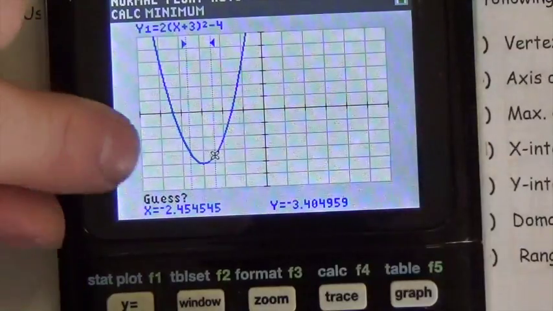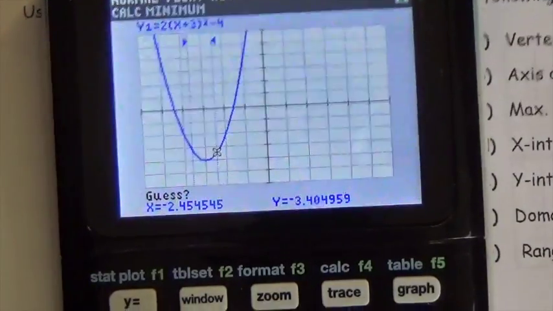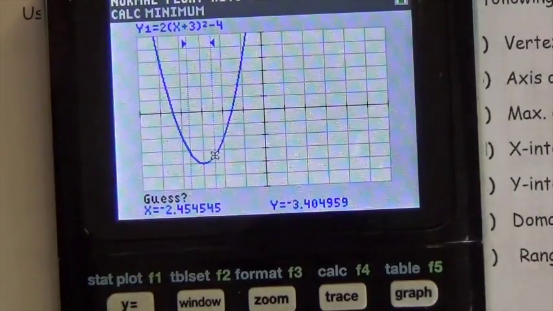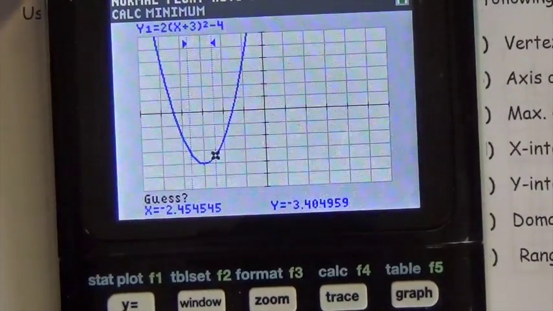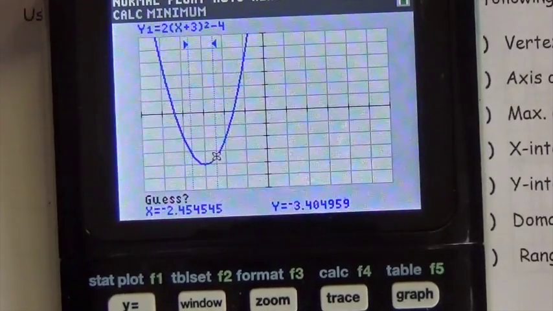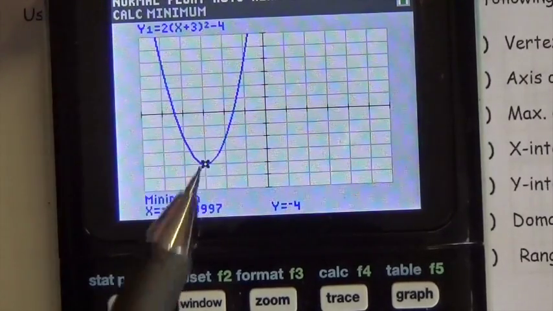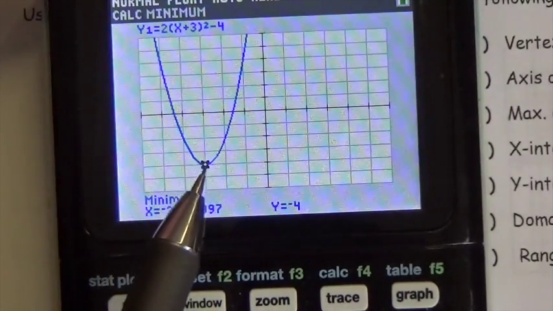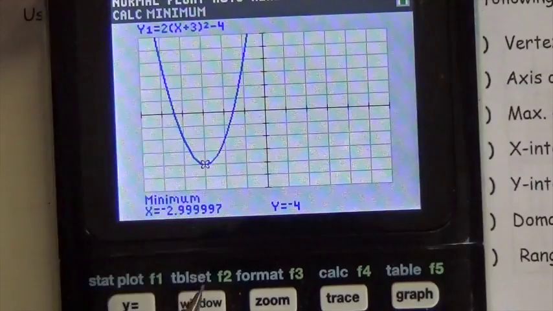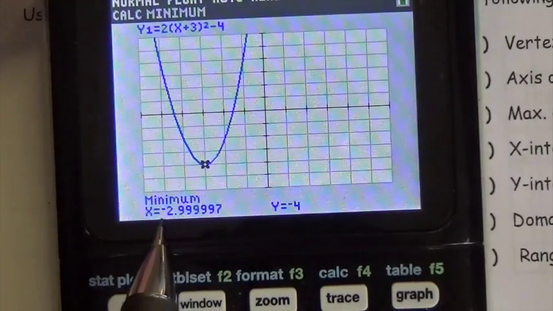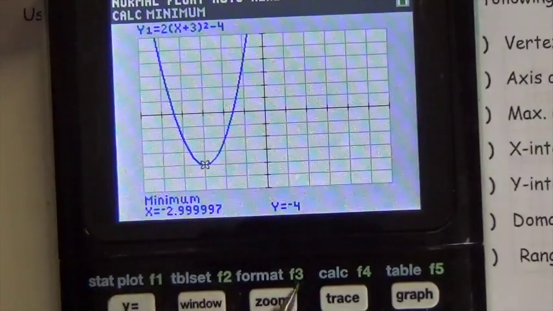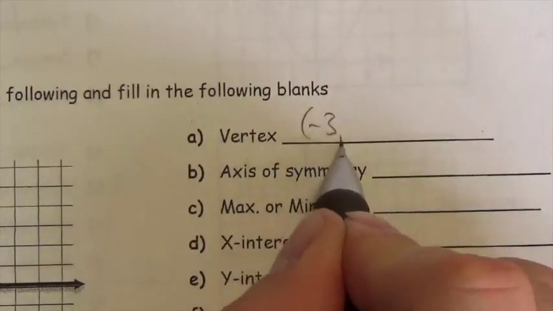Okay, and it is. Now the calculator is asking me for a guess. Don't worry about the guess. The only time that would ever be necessary is if you had a really, really complicated graph, but that's not going to happen in all of high school. Just press enter. The calculator basically runs back and forth, kind of spirals in on the lowest value in that interval. And please don't write negative 2.9999. Understand that that means negative 3, negative 4. So our vertex here is supposed to be negative 3, negative 4.